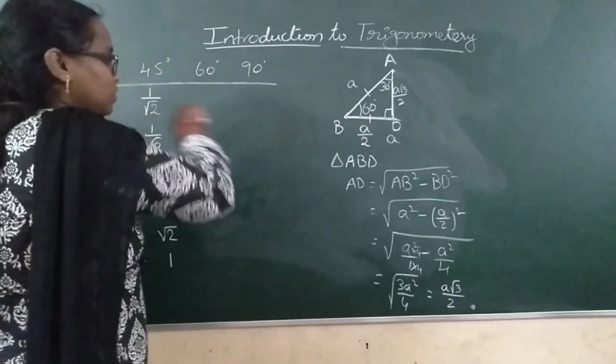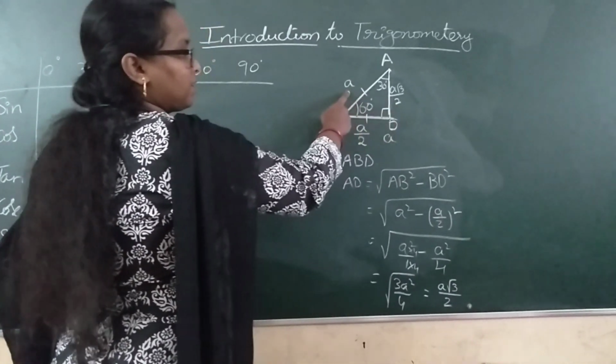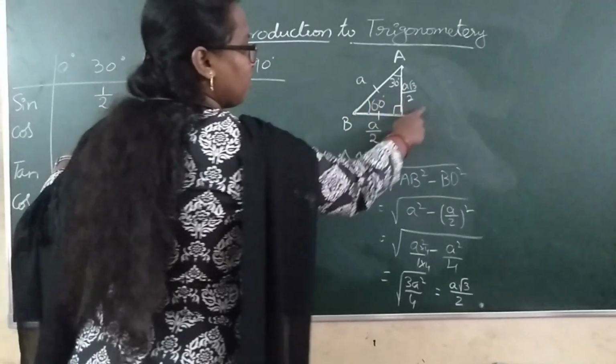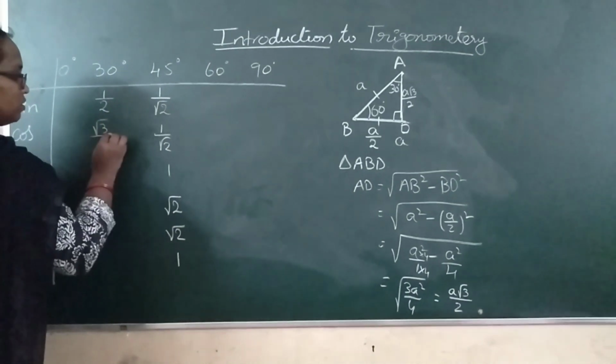Excuse me. Adjacent by hypotenuse. So adjacent is A, again it will get cancelled. Then what will be left out? Root 3 by 2 will be left out. Understood? Root 3 by 2.